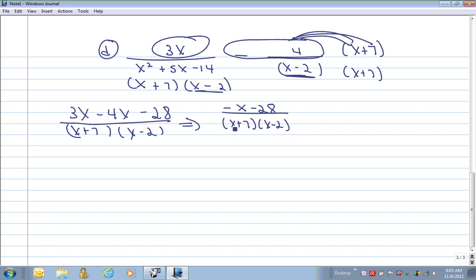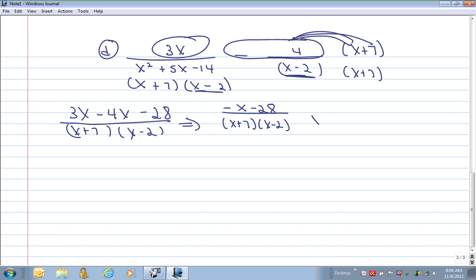Please do not FOIL that back together. Please do not multiply all that back together. We've already taken time to pull it apart. You do not need to put it back together. Just leave it all factored. Remember, when we're graphing, all those factors are helpful in finding your asymptotes anyway, so we really don't need to do that. You can leave it in this form. I'm just fine with that.